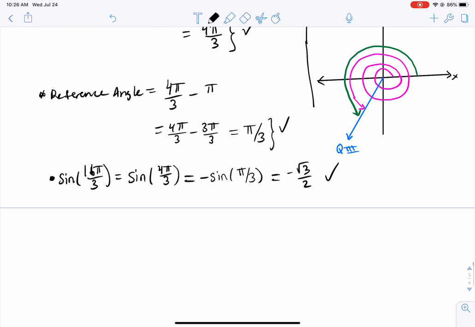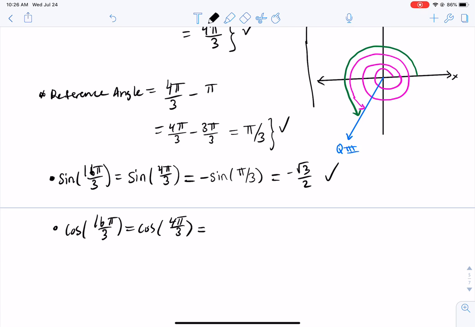Now let's do cosine, right? Cosine of 16 pi over 3, and you don't need to write this out, that this is equal to cosine of 4 pi over 3. But it's important that you understand why they're equal, right? And then the next thing is cosine in the third quadrant, is it positive or negative?